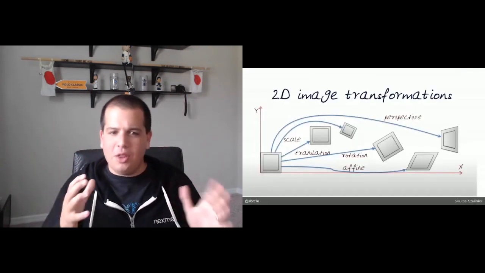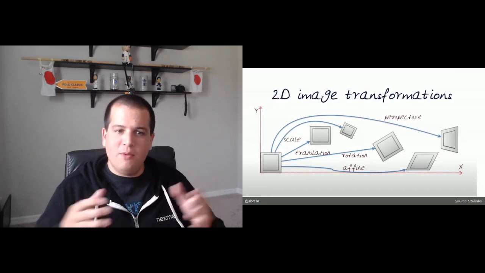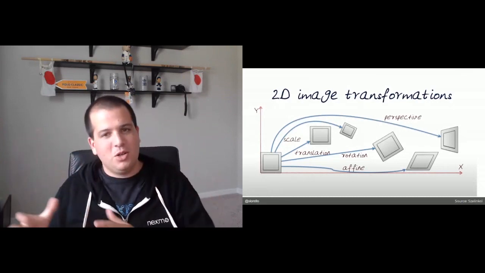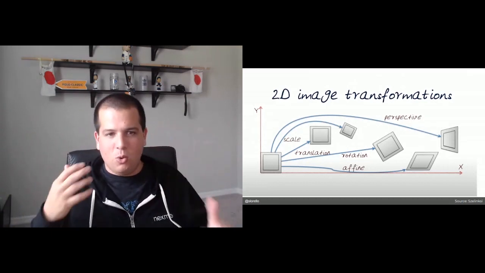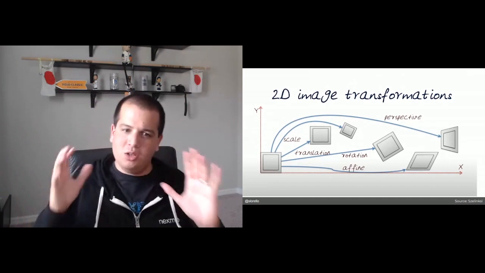So think about all the things that you can do with a 2-dimensional image. You can move them around, which is called a translation. You can change the scale. You can rotate them. You can do what's called an affine warp, where everything remains parallel, or you could do a projection change.